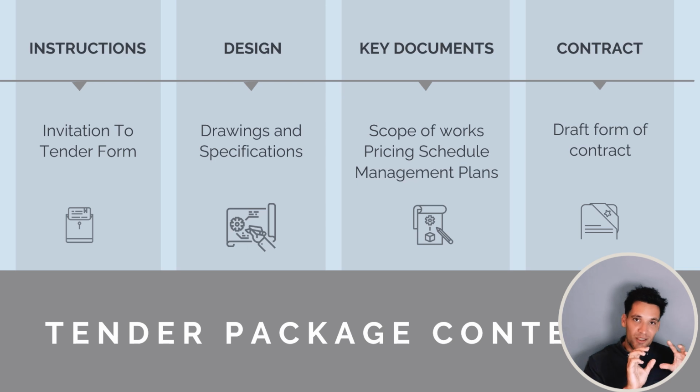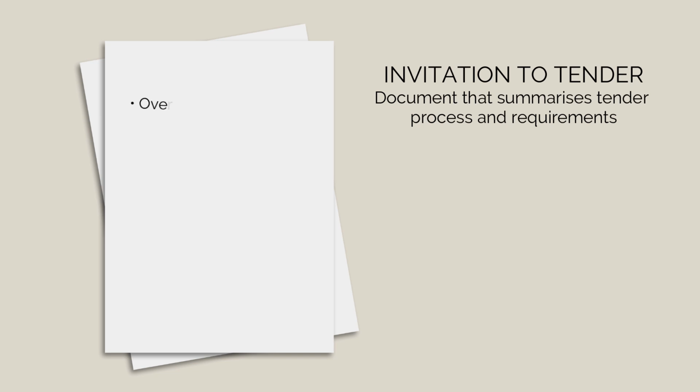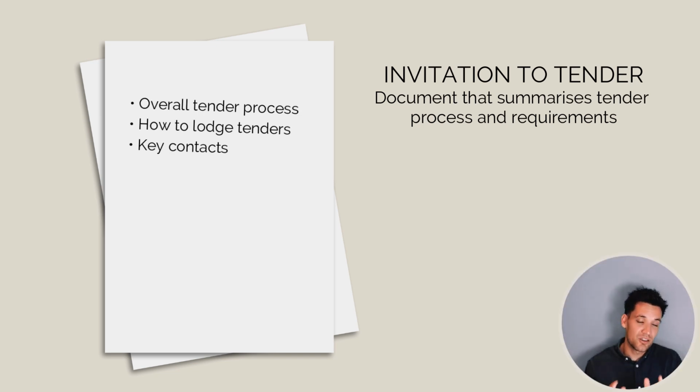It will contain instructions and invitation to tender form, design, drawings, and specifications, key documents like the scope of works, pricing schedule, and any relevant management plans like a safety management plan, and a draft form of the contract. So the invitation to tender form, it's a document that summarizes the tender process and provides instructions to the supplier on how to prepare and submit their quote.